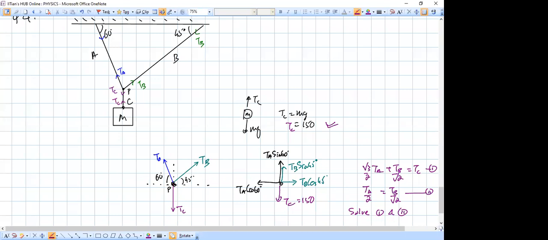No, it's not making an angle with the negative x-axis. See, TA is acting along this line where this angle is 60. So that's why we have taken this angle as 60 degrees. So this component will be the cos component. This will be TA cos 60. And this component will be the sine component. This will be TA sine 60.